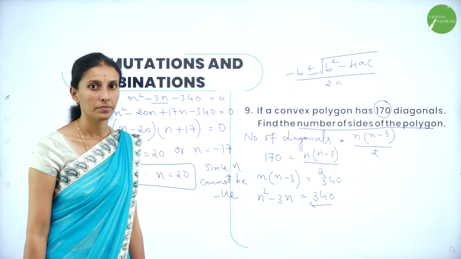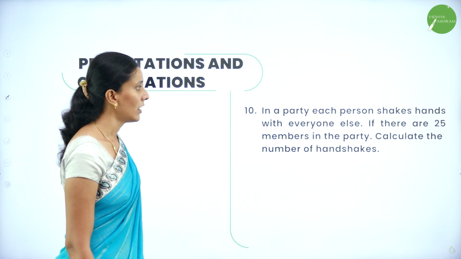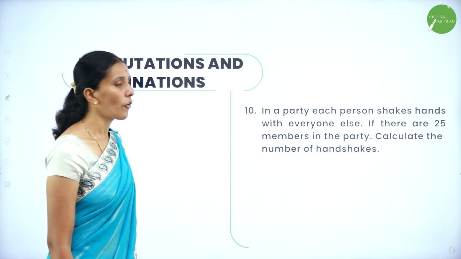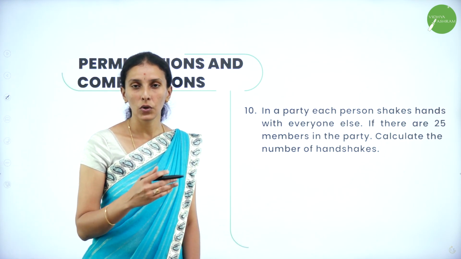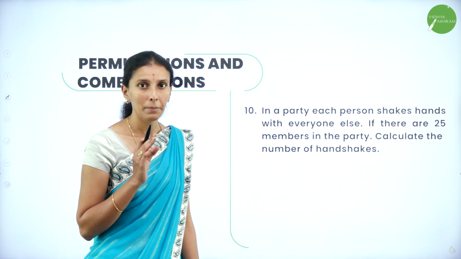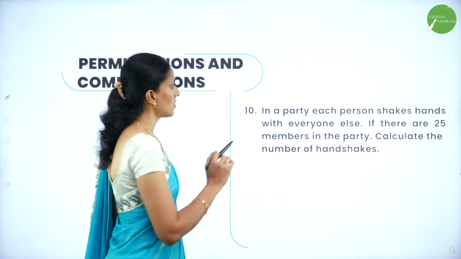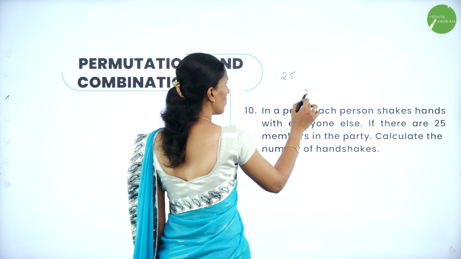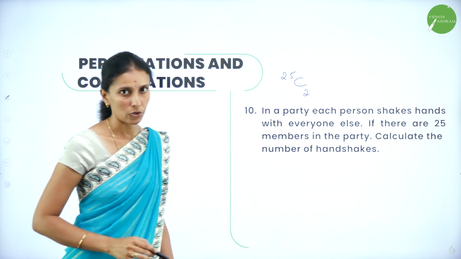Next question. In a party, each person shakes hands with everyone else. If there are 25 members in the party, calculate the number of handshakes. Two persons have to meet each other to shake a hand. So I need a minimum of 2 persons, and that should be 2 different persons. So in a party you have 25, and the minimum required is 2. Therefore my formula will be 25C2.